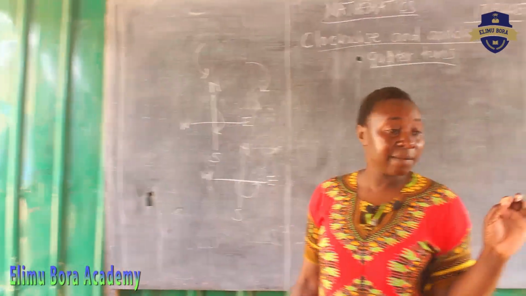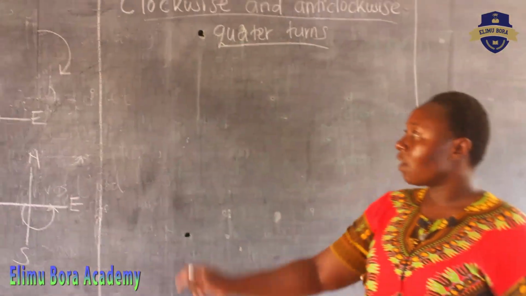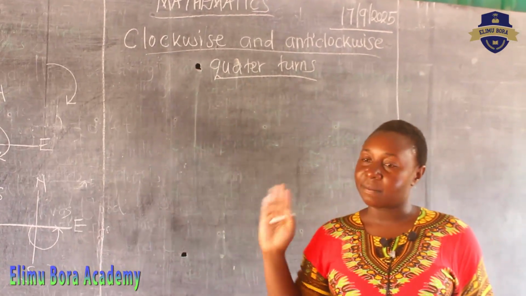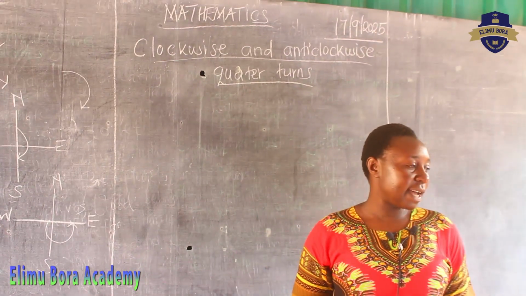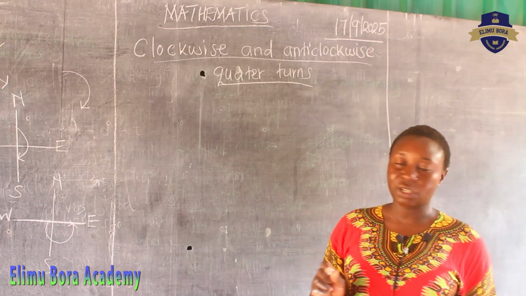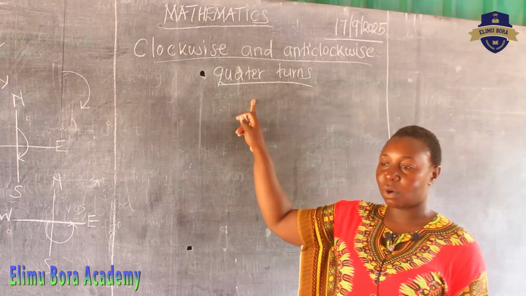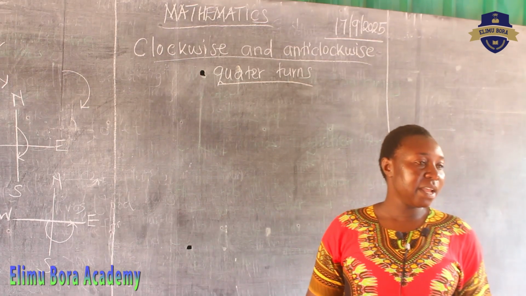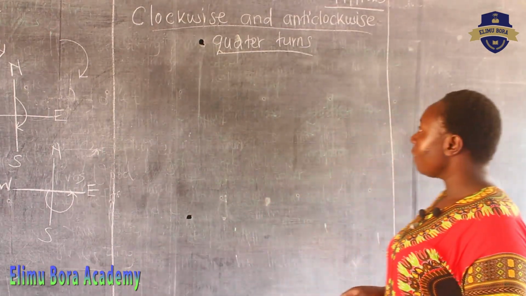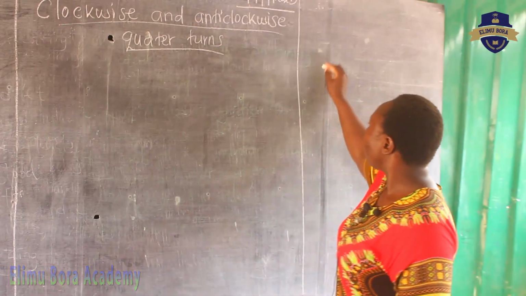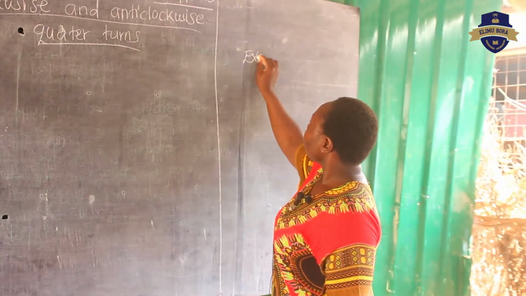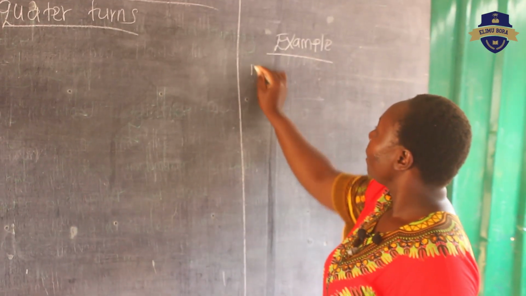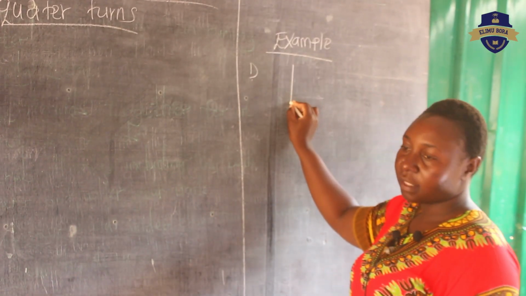Today it is not something very much different. Instead of making a half a turn like yesterday, we are just going to do the same, moving in clockwise and anticlockwise direction, but making a quarter turn. Can you say quarter turn? Quarter turn. Everybody? Quarter turn. So if I may show you an example here, I draw that compass like that.